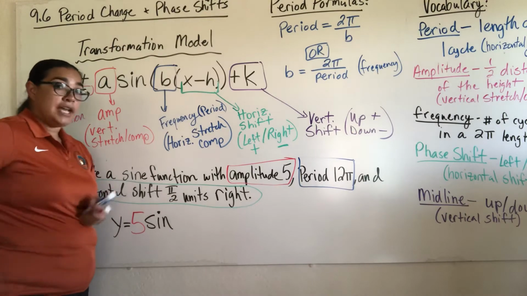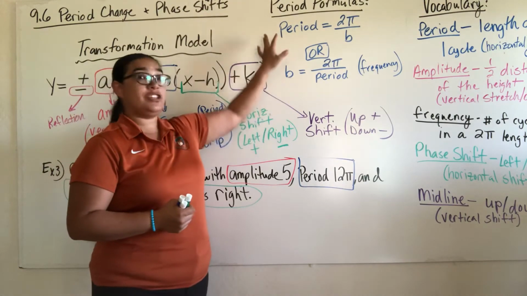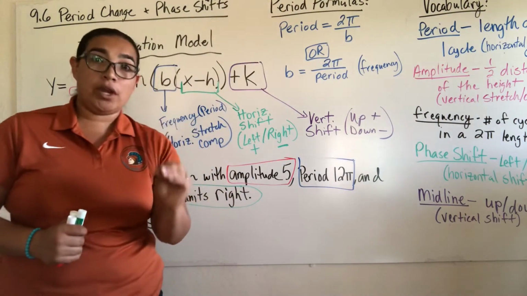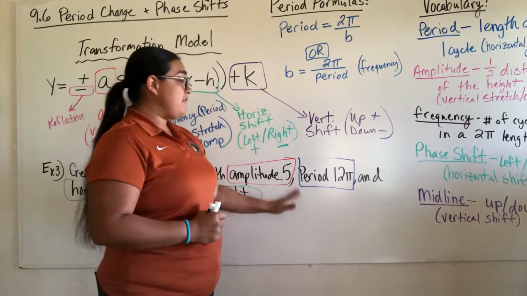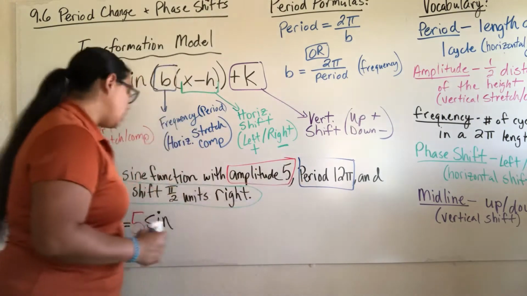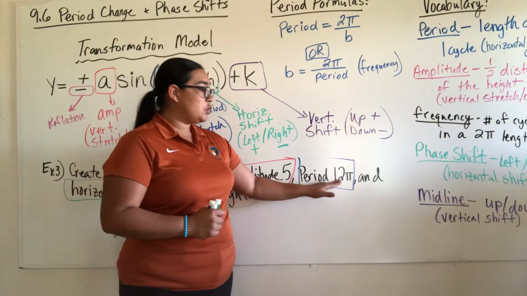That would not be right. Okay, so what we're going to have to do here is come over to these formulas here and use one of the two. That's why it's very important to read your problem and ask, what are they giving me? If they were giving you the b value, the frequency, then you could just pop it in there. But they're not. They're telling us that the period is 12 pi.